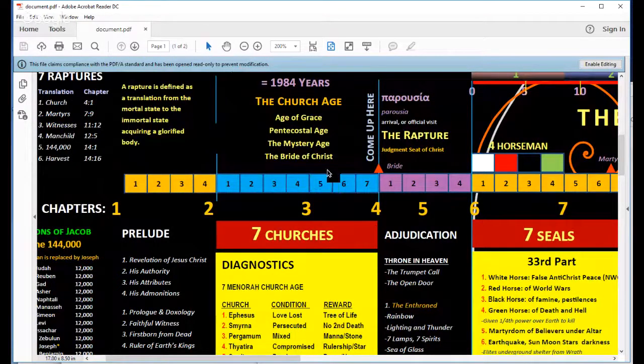Churches 5, 6, and 7. So, and no, I don't agree with this 1984 year. I'm not concerned about calculations. Those lead people astray, and they defy calculation. I think that's by design.